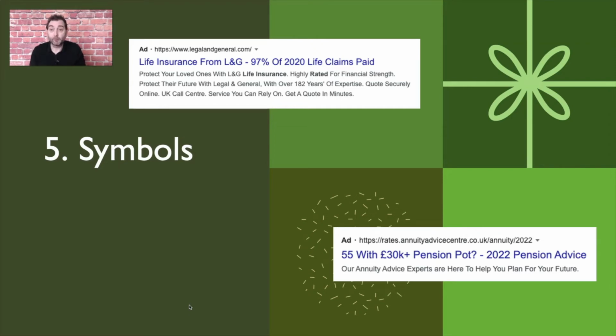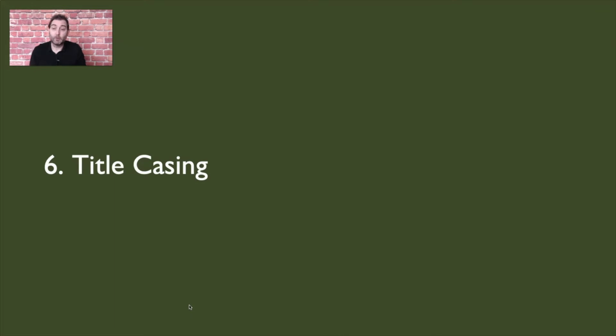Something else which people often overlook, but which can be a really simple and effective way to increase your click-through rate, is to use title casing throughout the ad. And what I mean by title casing is to write it like the title of a book or a film or whatever, where you capitalize the first letter of every major word.